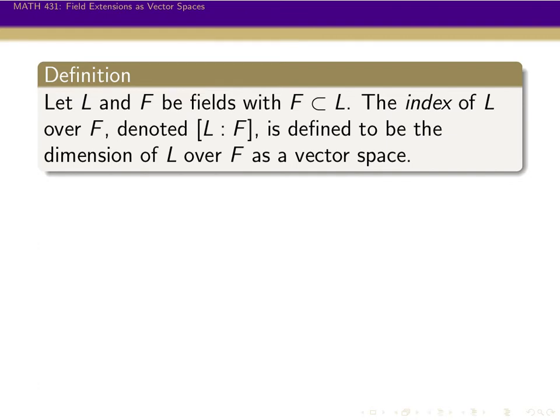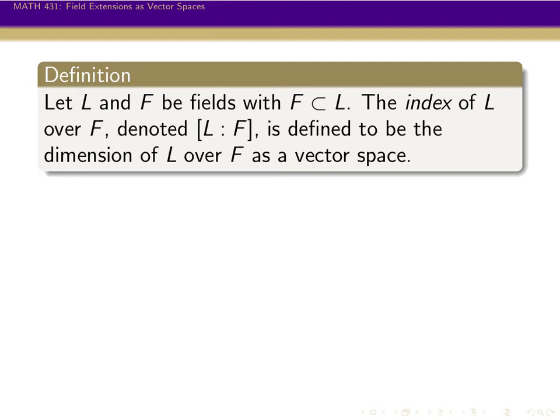So instead of always saying dimension of the vector space, when we're talking about this in terms of fields, we're going to toss in this term called index. And so let L and F be fields, with F being a subset of L. So you can think about L as being an extension of F. Then the index of L over F, denoted with the bracket L colon F, is going to be defined to be the dimension of L over F as a vector space.